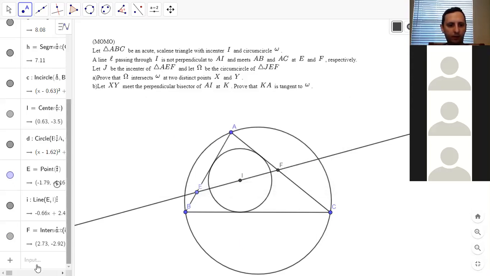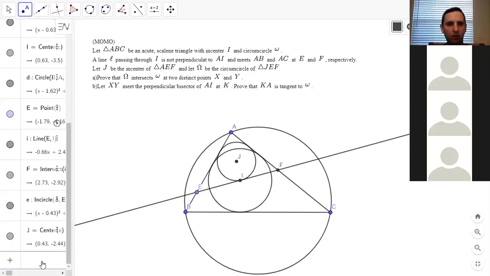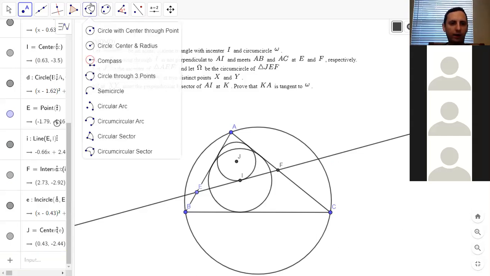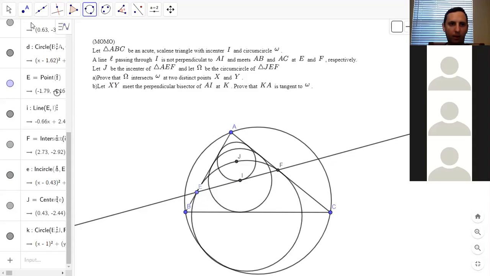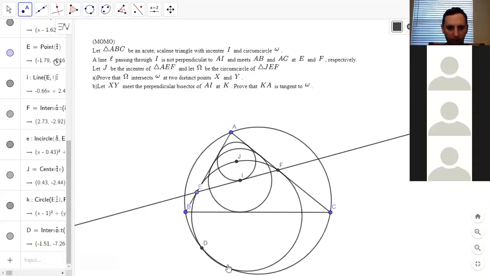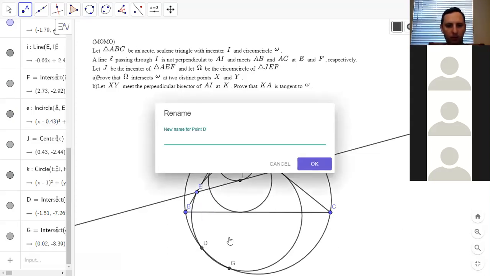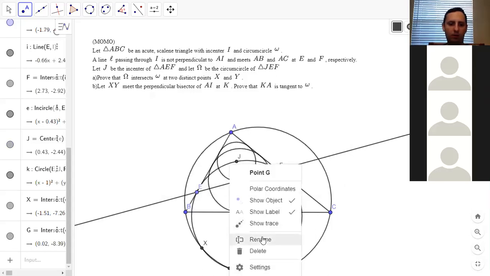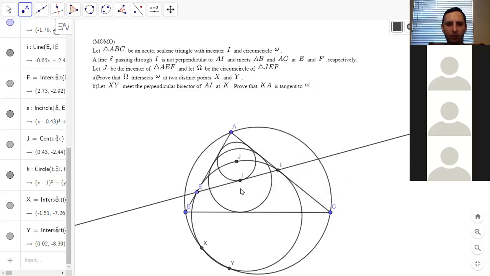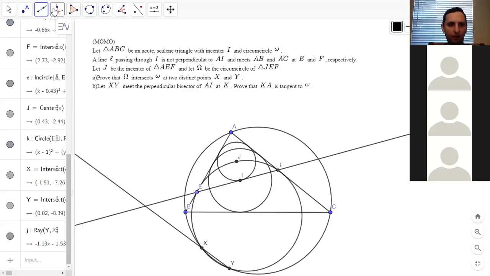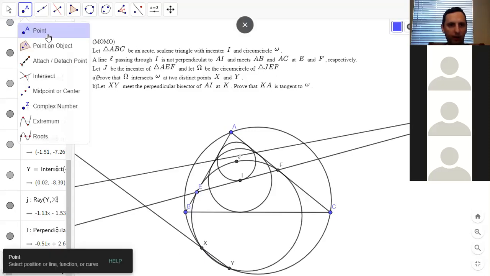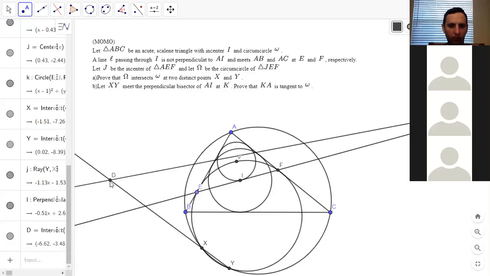J is the incenter of AEF. And then we draw the circumcircle of JEF, and it intersects the circumcircle at 2 points X and Y. And XY meets the perpendicular bisector of AI at K. And we want to show that KA is tangent to the circumcircle.